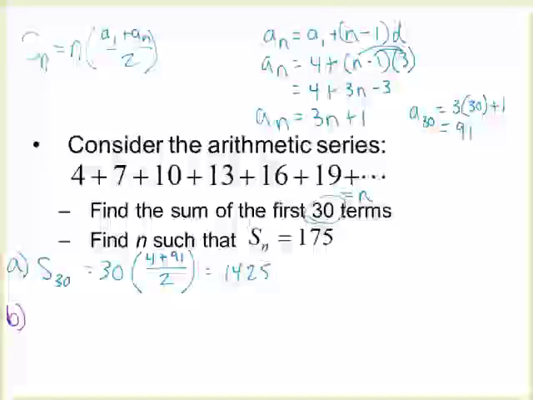So we're going to use that formula, our new formula from today, and say our sum is 175. We don't know what n is, because we don't know how many terms we're trying to add up here. A sub 1 is our first term, which is 4. A sub n is the last term, but the problem is we don't know what the last term is because we don't know how many terms we're adding. But we found a rule for a sub n, so we're going to plug in that rule.